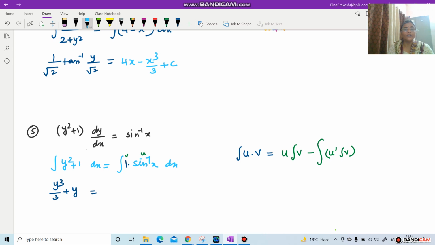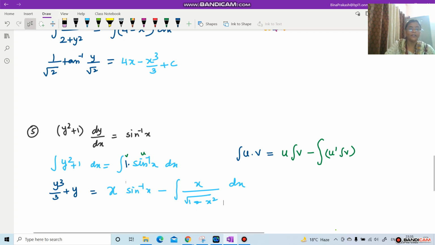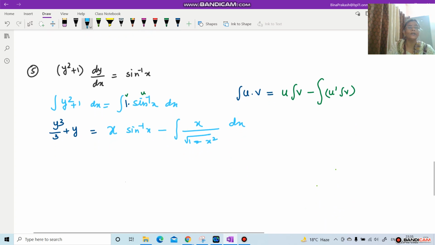So let us apply the formula and write the answer instead of writing that in the form of a symbol. So we have the integration of v, that is integration of 1, which is nothing but x, with u constant. So it is x sine inverse x minus the integral of the derivative of sine inverse x, which is 1 upon under root of 1 minus x square, and the integral of v, that is x dx. So let's complete the integration of this expression. The integration of x on root 1 minus x square. For integration, we'll prefer to take 1 minus x square as t square rather than t. So this changes to minus 2x dx as 2t dt.